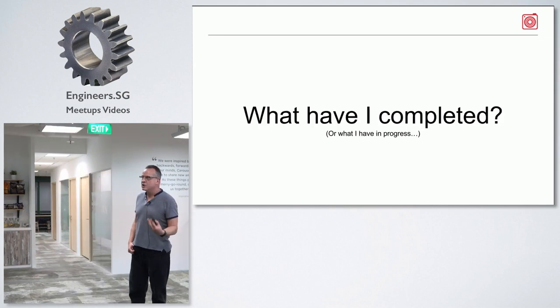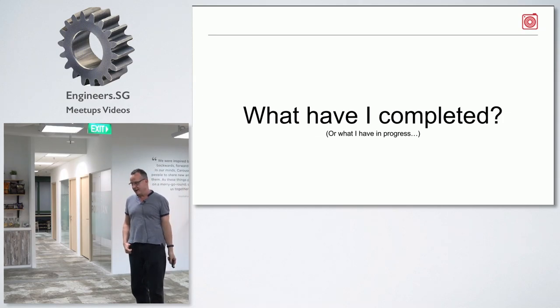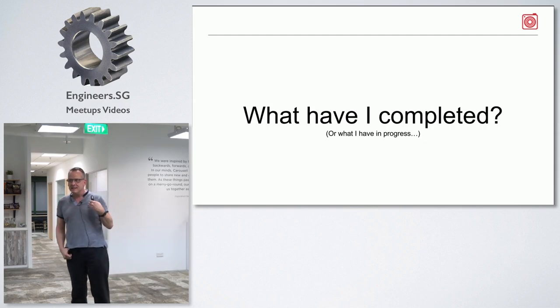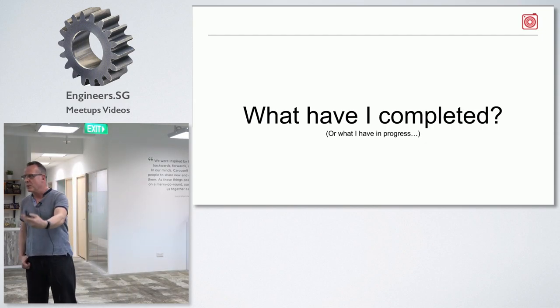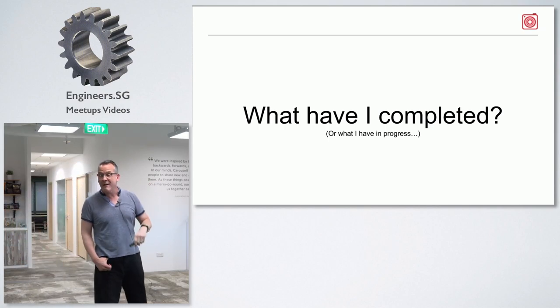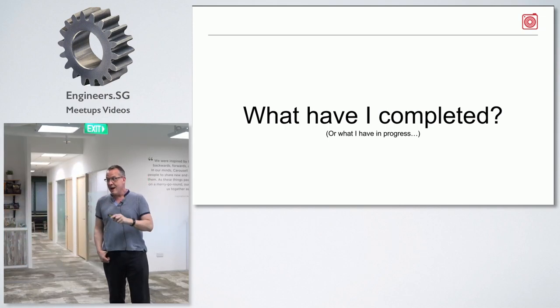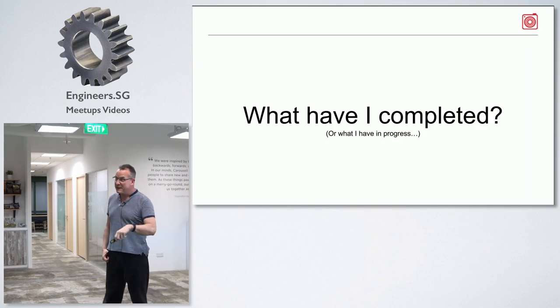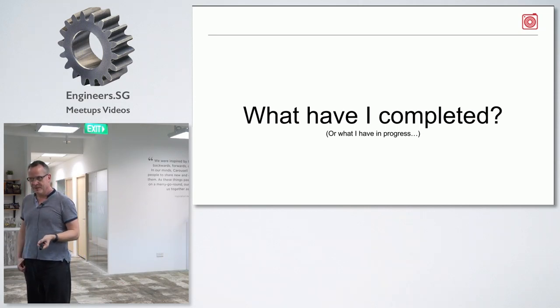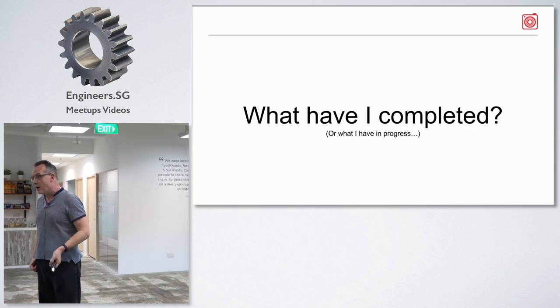So the first question you're asking is, what have I completed? Since the last time we got together, here's what I've completed. Or another way of saying this, what do I have in progress? Now, here's the thing. If you've gone 2 days and nothing's been completed, that should be a signal. If you're at 3 days and nothing has been completed, that is a really strong signal.